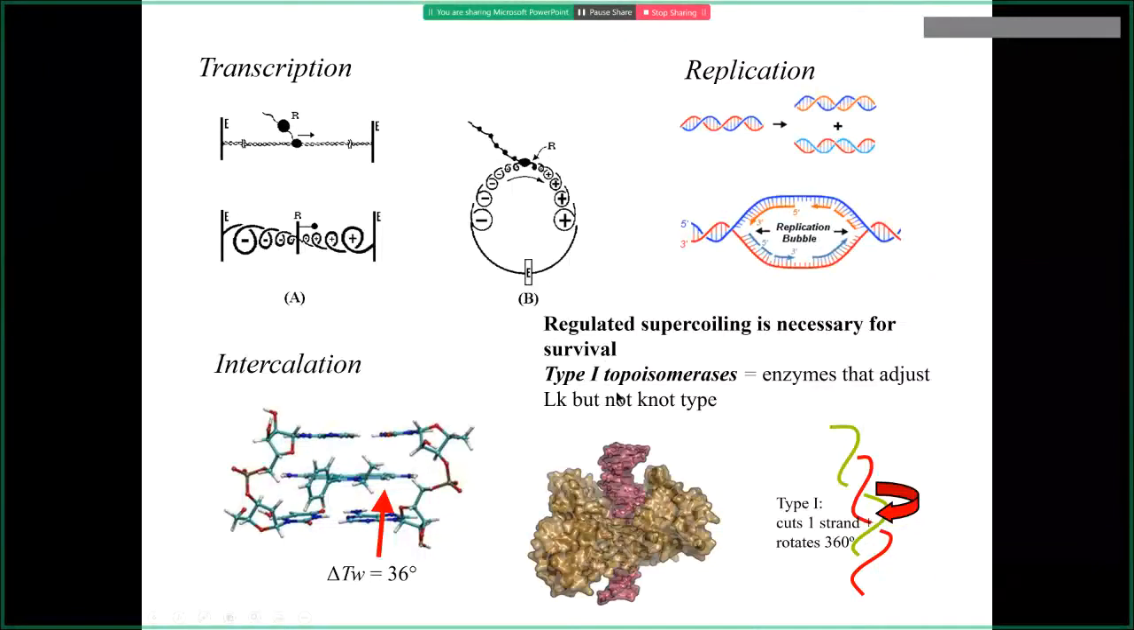And this supercoiling is regulated by enzymes which are called topoisomerases. And here, as an example, type 1 topoisomerase does what it does: it cuts one of the DNA strands and then lets the DNA swivel around the other uncut strand, and that way relieves the linking number by rotation.